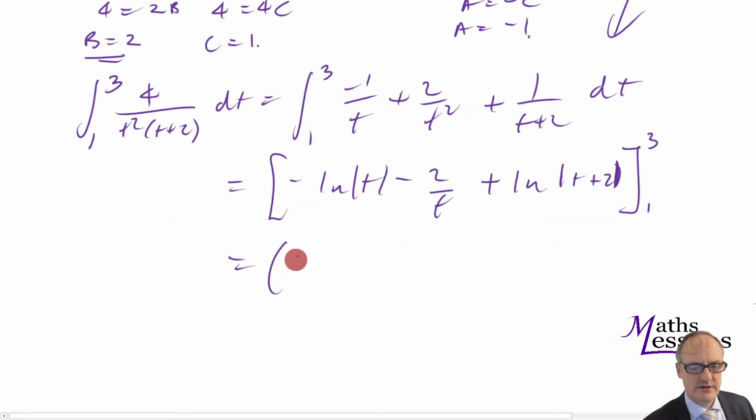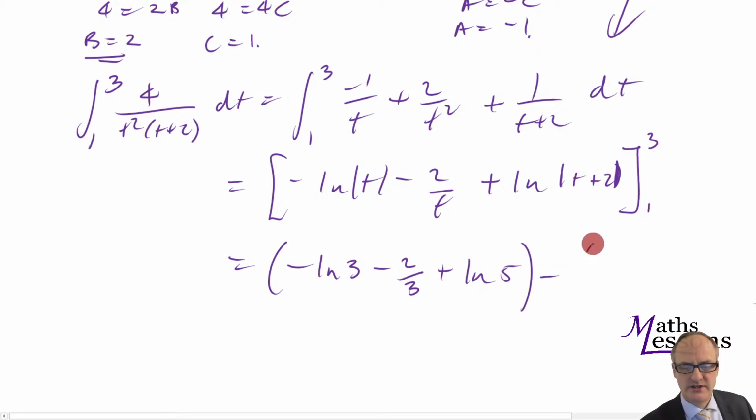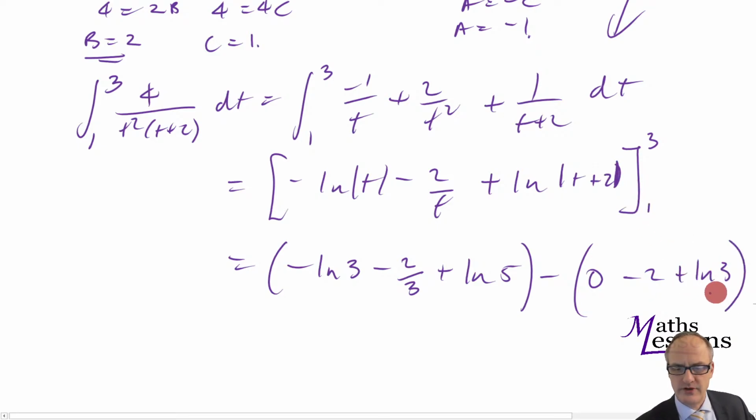So let's work that out. Let's put 3 in, and we get minus natural log of 3, minus 2 over 3, plus 3 plus 2 is 5, natural log of 5. Take away from that, put 1 in. Natural log of 1 is 0, so just put 0 in there. Minus 2 divided by 1 is minus 2. Put 1 in here, we get plus a natural log of 3.